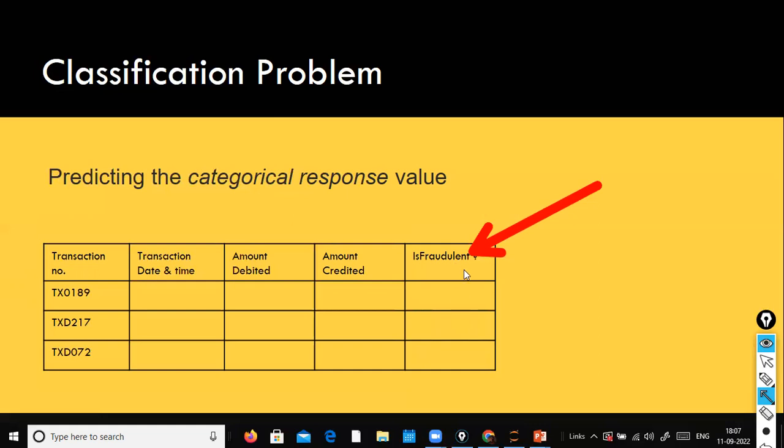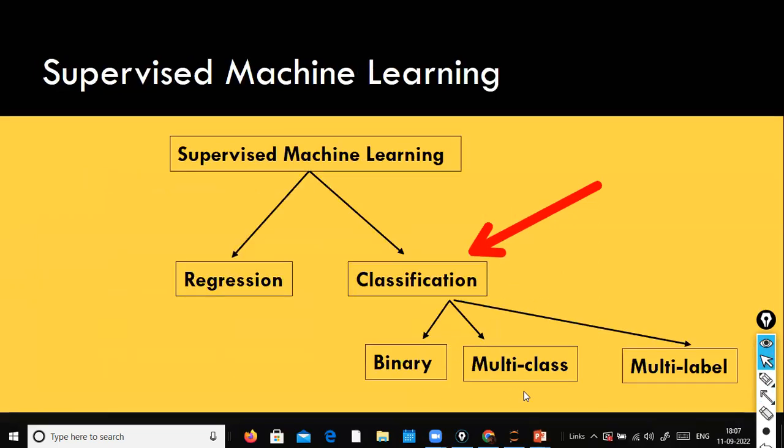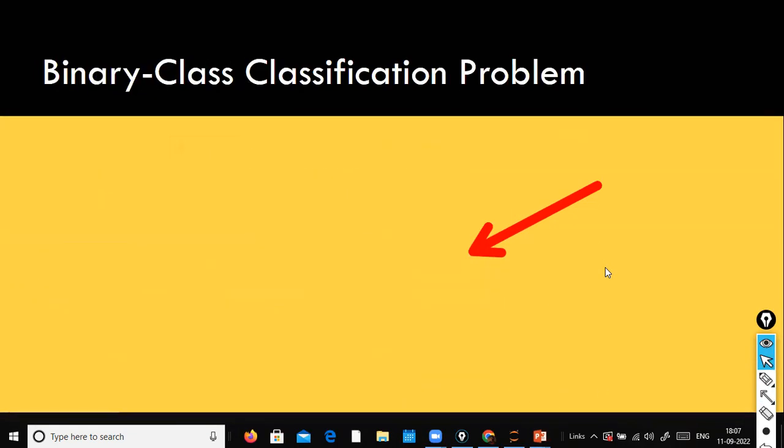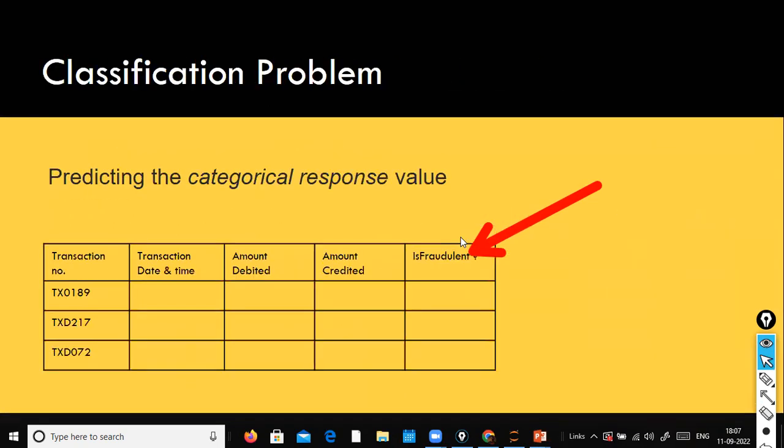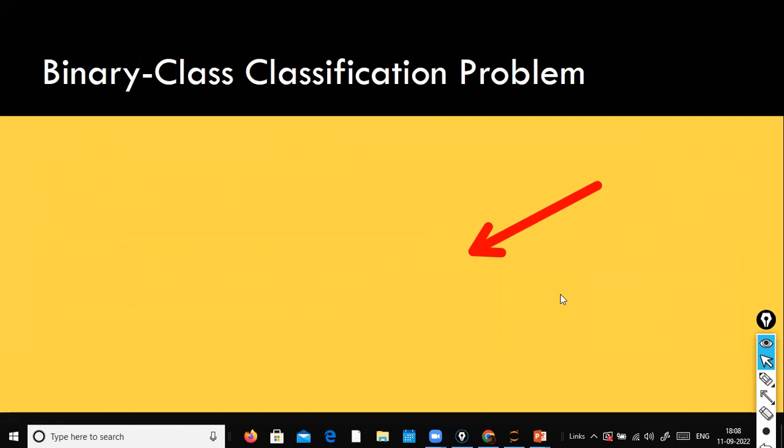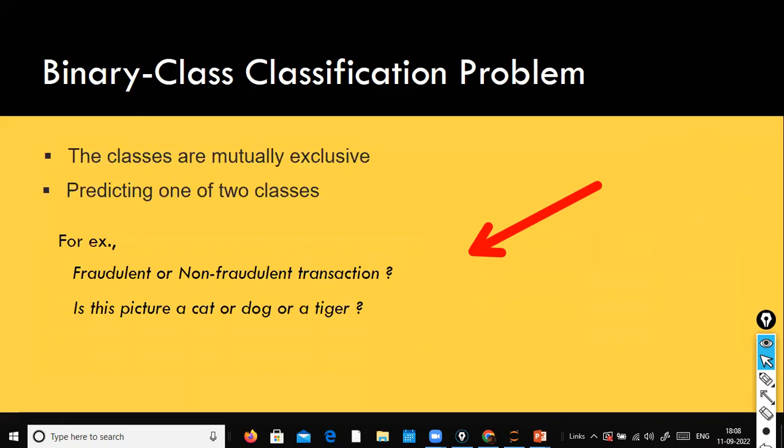You remember I was talking about three types of classification problem: binary, multi-class, multi-level. In this case, this is the binary classification problem: is it fraudulent, yes or no. In the case of a binary classification problem, the classes are mutually exclusive. Yes is different from no, no is different from yes. Out of these two classes, we predict one of two classes only. For example, fraudulent or non-fraudulent transaction. In this kind of use case, binary classification will be done.